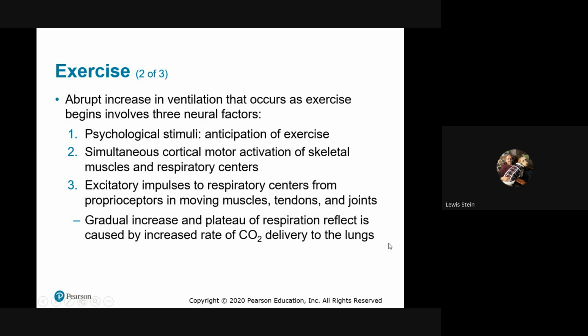Okay, so when you exercise, it's interesting. I get out of the car at the gym. If you have a Fitbit or an Apple Watch, you can look at your heart rate. You'll start to see it rise in anticipation of exercise. Your muscles start to get used, with respiratory centers, excitatory impulses, proprioceptors. Everybody, he's going in for a workout. Get ready. You can hear them talking to each other.